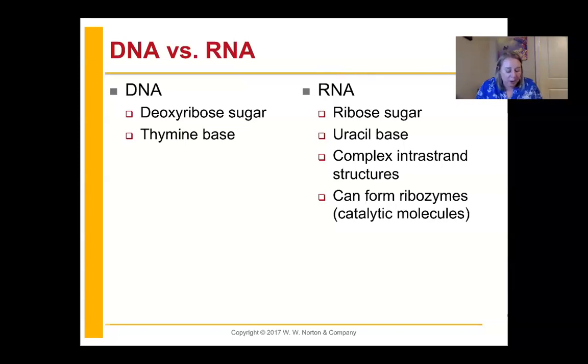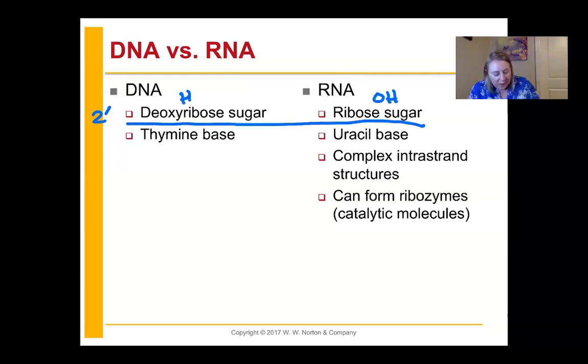We know about our sugar, right? It's not the 3 prime, it's the 2 prime that has the hydrogen or the hydroxyl group. Okay, so deoxy has hydrogen, this one has OH. Then DNA can have thymine, whereas RNA has uracil, and we'll talk about why that's super important in a little bit. And then DNA has some super interesting complex structures that it creates.